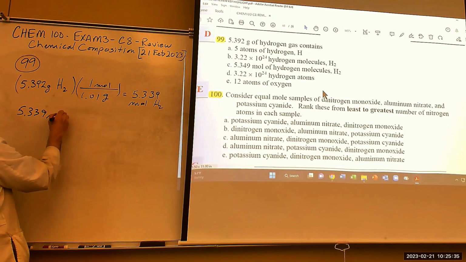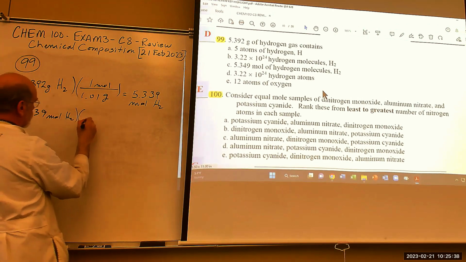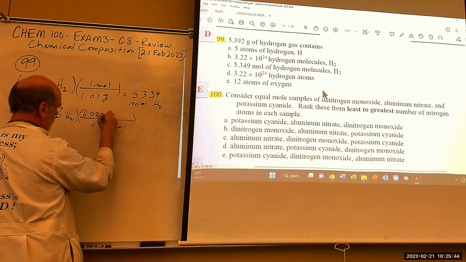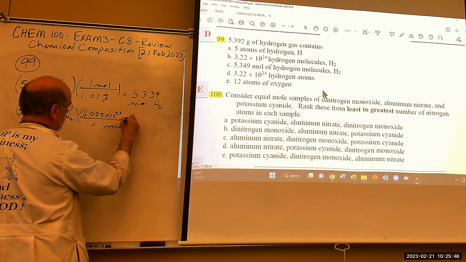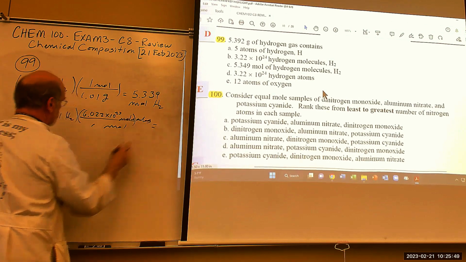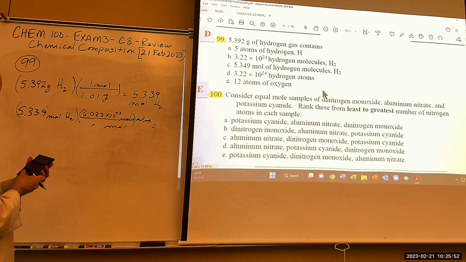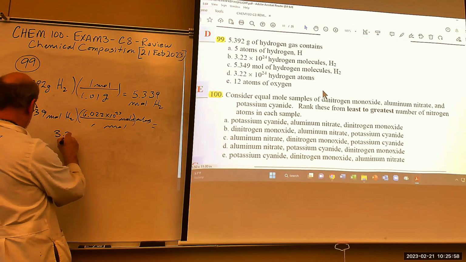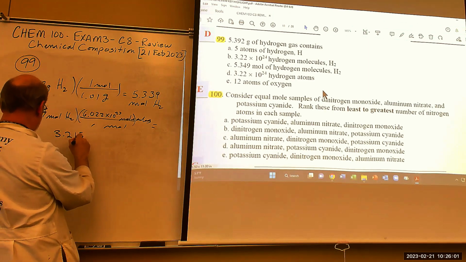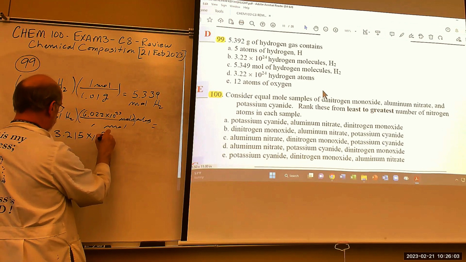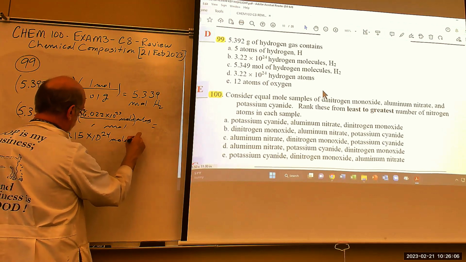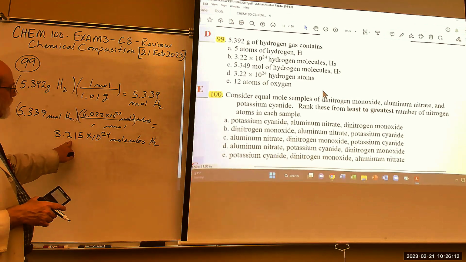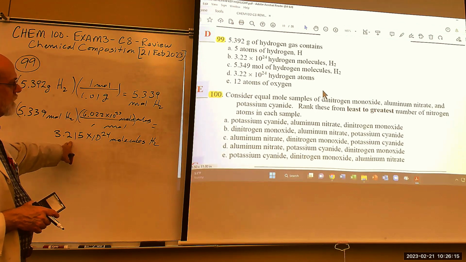5.339 moles of hydrogen is how many molecules, right? So we have moles on the bottom, molecules on the top. 6.022 times 10 to the 23rd molecules. And so 6.022 exponent 23 times this is 3.215 times 10 to the 24th molecules of hydrogen. Okay, that rounds off better to B.